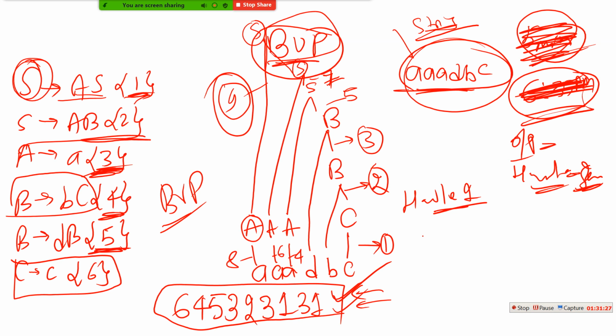So this is my answer while traversing with bottom up parsing for the same problem, right?